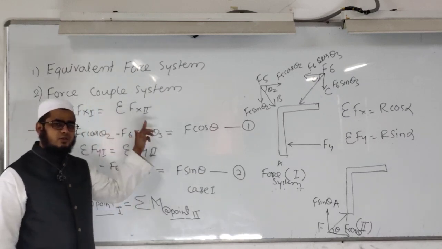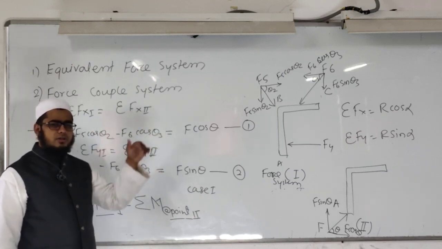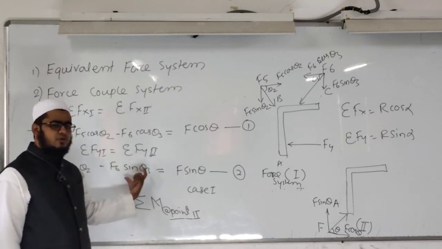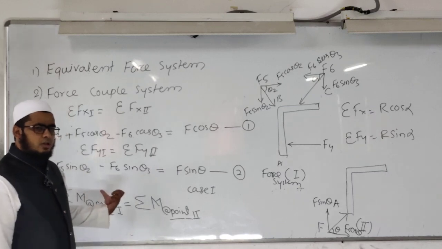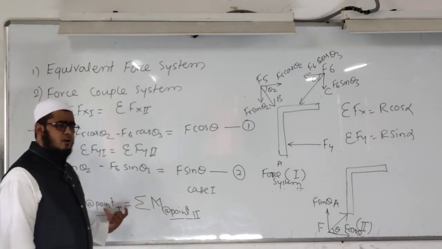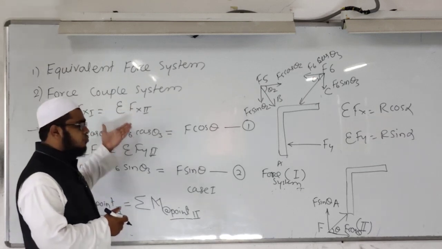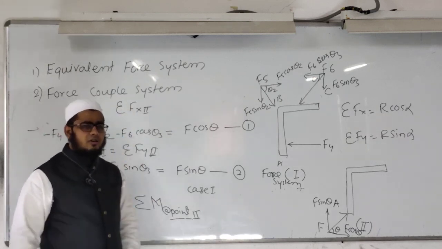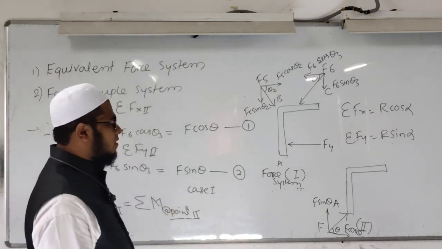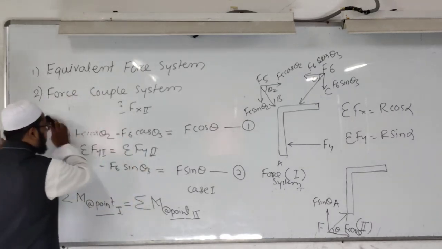First, summation Fx of first equals summation Fx of second. We will put the horizontal components of both force systems. Then in the second condition, summation Fy of first is equal to summation Fy of second. We will put the vertical components of the force systems. Then we will consider the moment of both force systems about the same point. With the help of the equations obtained, we can easily solve for the unknowns which are required to be found. So we will see a numerical on this equivalent force system in the next lecture.